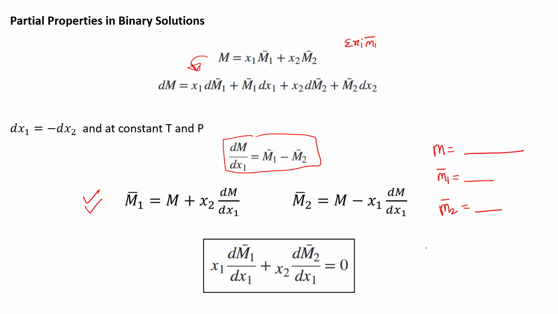From that, I can further differentiate this dm1 bar by dx1 and also dm2 bar by dx1. Then the summation will be coming as 0. So if I don't know the composition source, I can find out in that way.